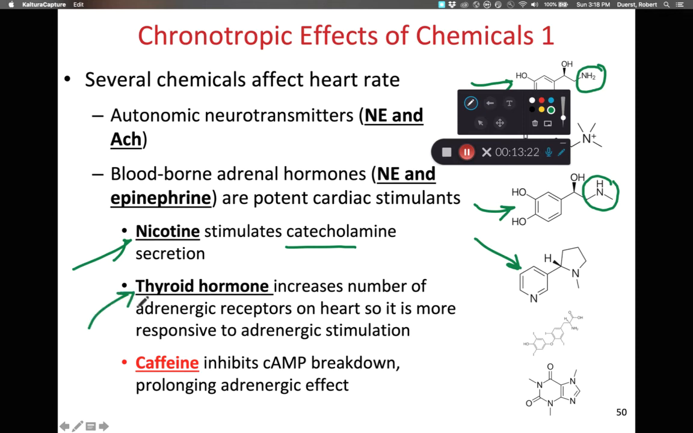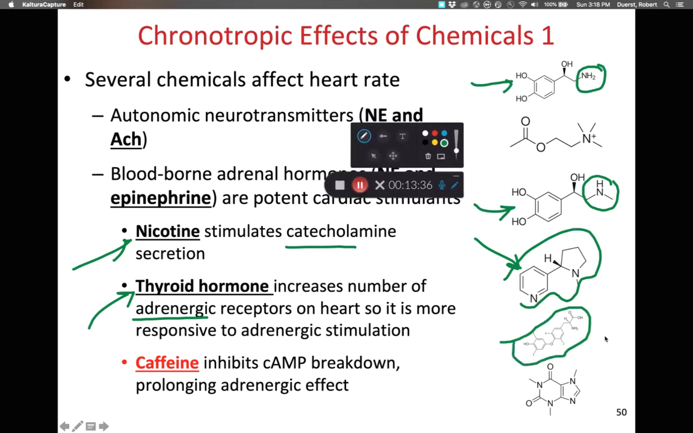Thyroid hormone is also going to be able to bind to the adrenergic receptors. As we look at thyroid hormone down here and its physical structure, that thyroid hormone is going to mimic some of the key structures present on both norepinephrine and epinephrine and can activate those same receptors.